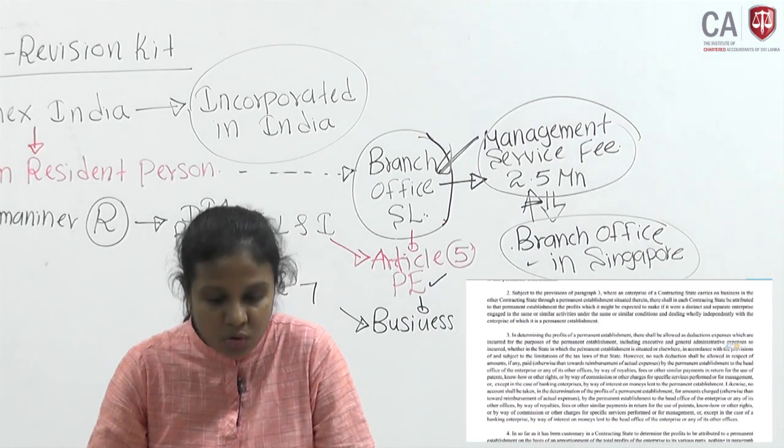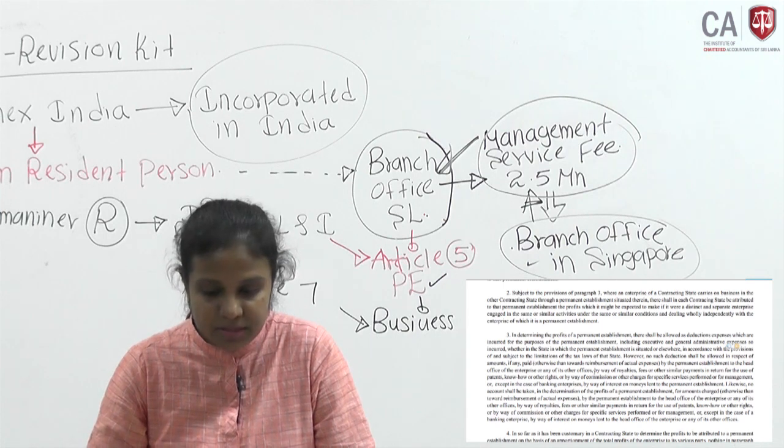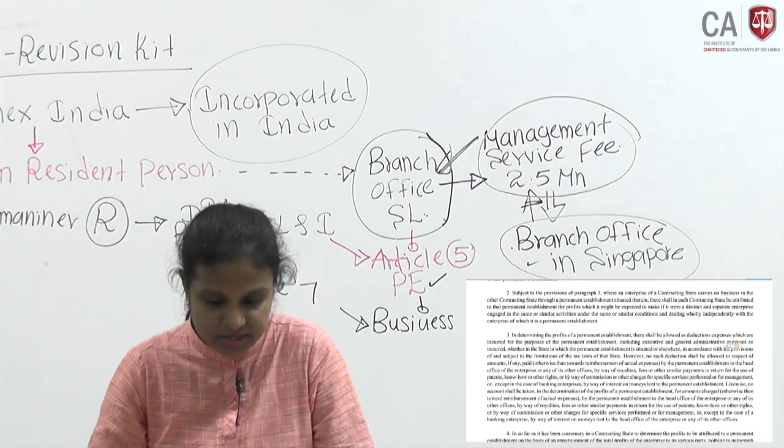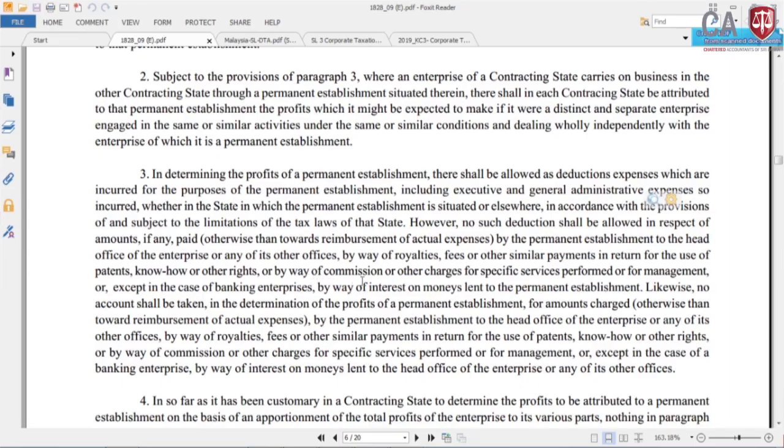the enterprise or any of its other offices, by way of royalty, fees or other similar payments, return of technical know-how, commission, or for other services performed or for management. For the performing of management services, even by the head office or a branch office relating to that head office, can you deduct that management fee? No, it should be disallowable expenditure. In the double taxation treaty, it is very clearly provided.